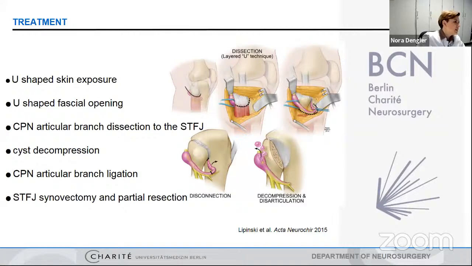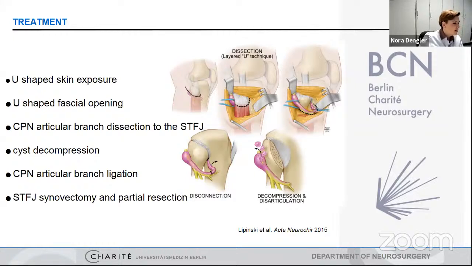So what they do is they perform a U-shaped skin exposure here. They also perform a U-shaped fascial opening at the proximal end of the fibula, and they dissect the CPN articular branch here. So this is easily seen here. And then they perform, of course, decompression. This is an important step to decompress the nerve, to give it the chance to recover on a functional basis. And then the articular branch needs to be ligated. So this is what I was told.